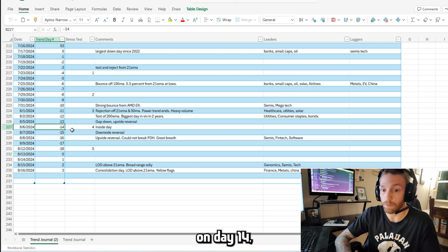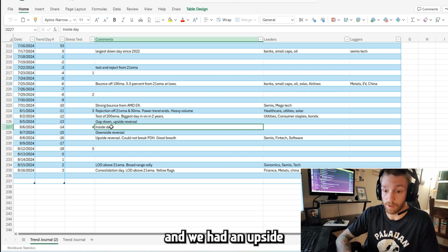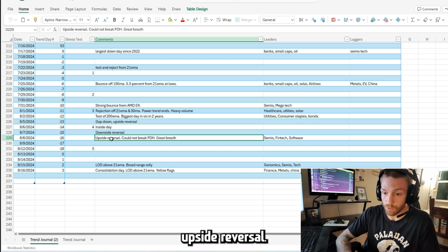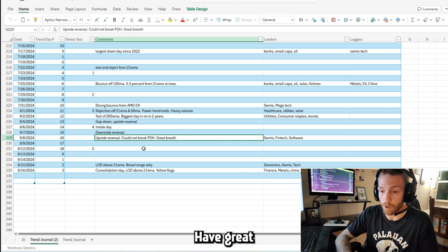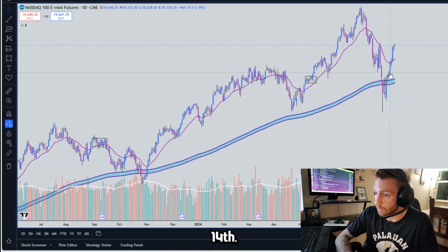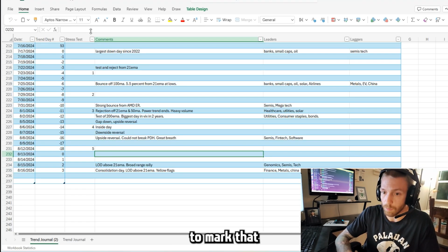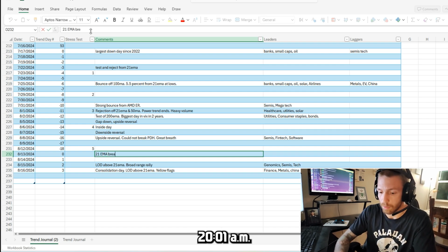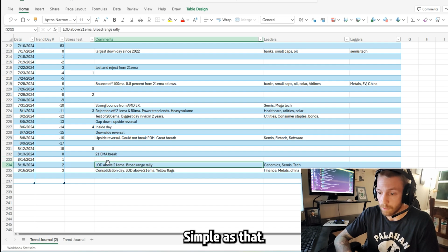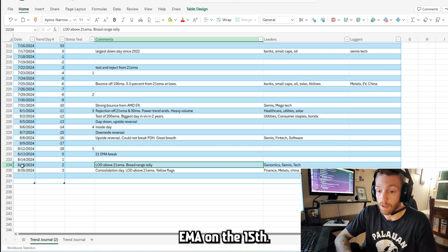And that was on day 14, right around the same time that we were looking for. It was on day 13, right around that same time where we said, hey, let's start looking for possible reversals here. And that's what happened. We marked, hey, we gapped down and then we had an upside reversal. Inside day, upside reversal. I have great breadth here. I think, what was it, the 13th, we broke above the 21 EMA. I actually need to mark that. 21 EMA break. Simple as that. And then we kept the low day and had a broad range rally. The low day was above your 21 EMA on the 15th.